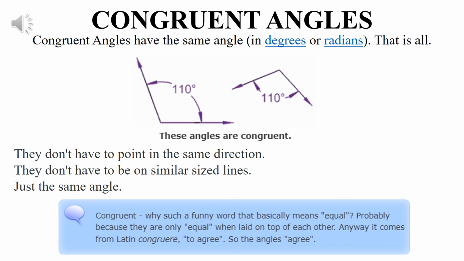Congruent angles. Congruent angles have the same angle in degrees or radians, that is all. These angles are congruent. They don't have to point in the same direction. They don't have to be on similar sized lines. Just the same angle. Congruent, why such a funny word that basically means equal? Probably because they are only equal when laid on top of each other. Anyway, it comes from Latin congruere, to agree, so the angles agree.